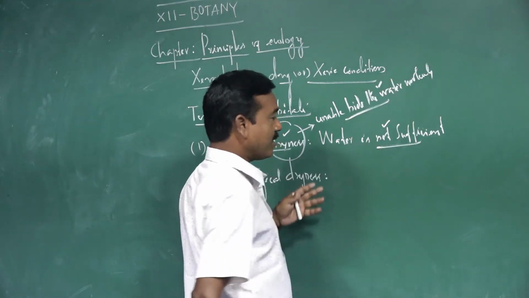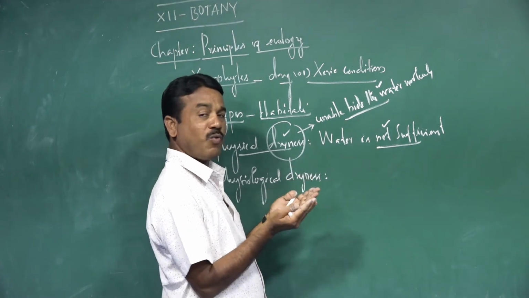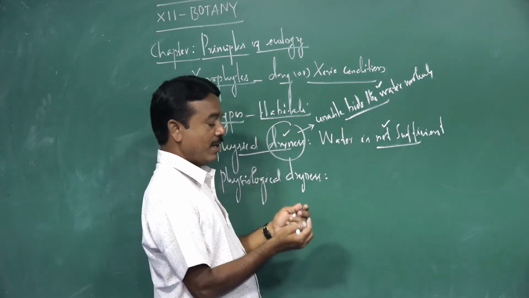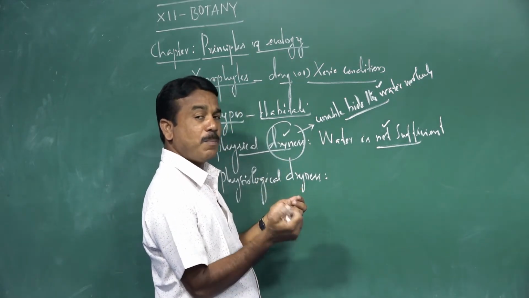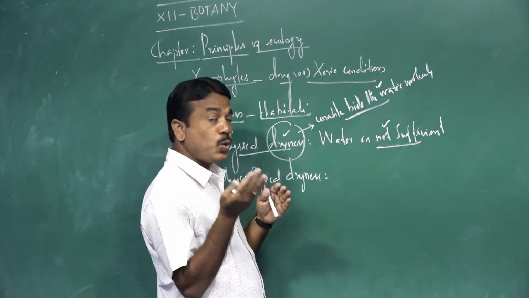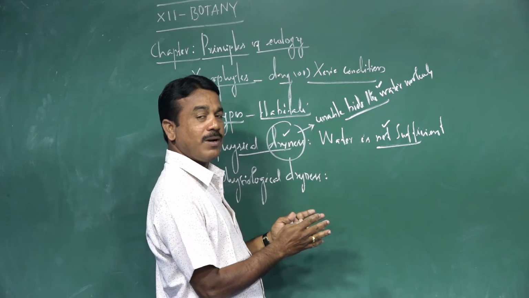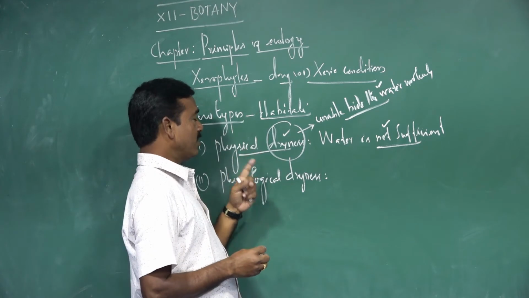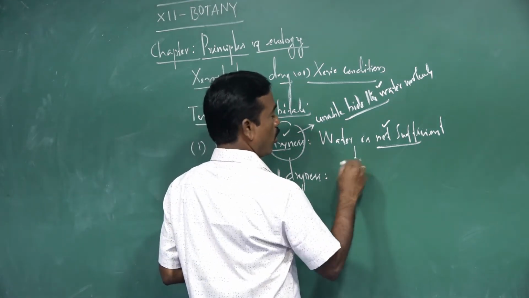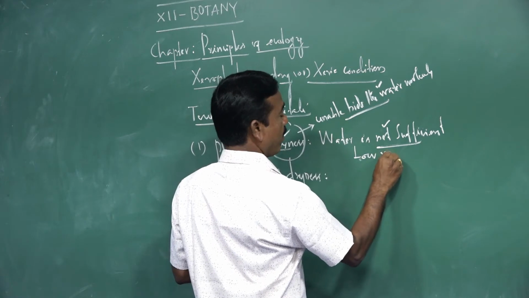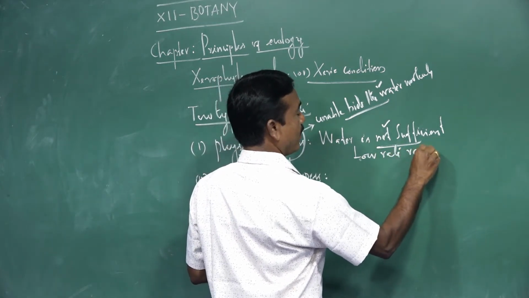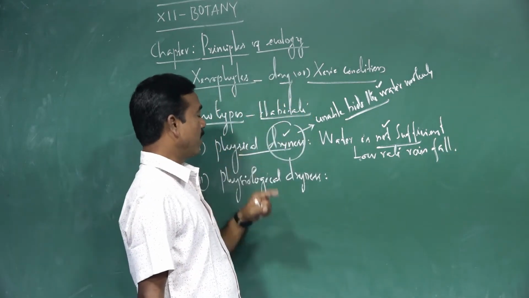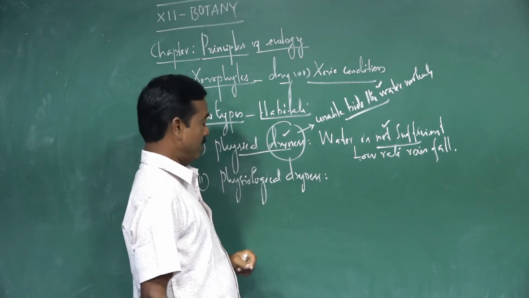So water is not sufficient, but what amount of water is there? That kind of water is not taken up by the plant, because the soil particles do not have the binding nature. Due to loss of binding nature, the water molecules cannot be taken up by the plants. In addition, one more reason is a low rate of rainfall. Those are the three reasons that make physical dryness habitats.